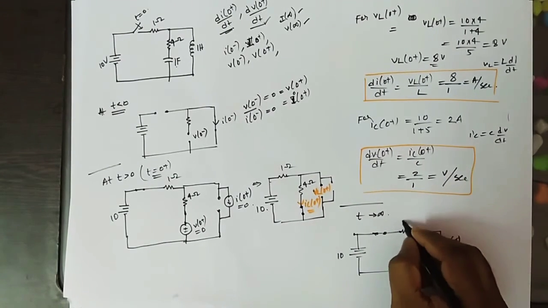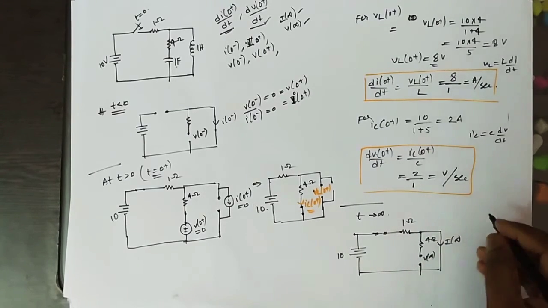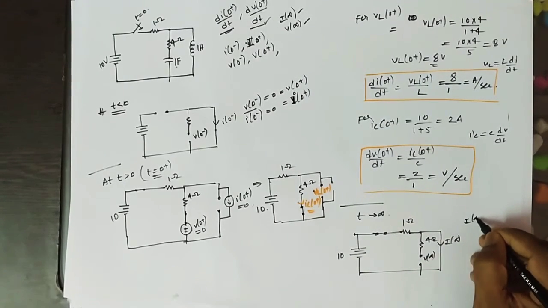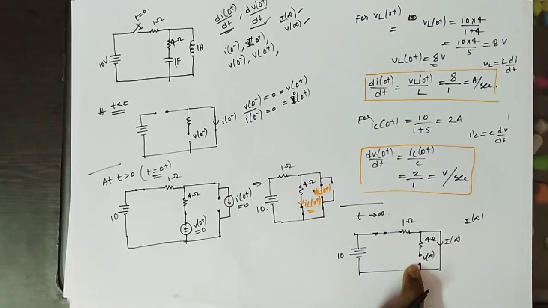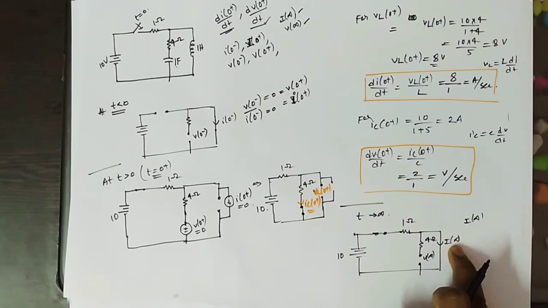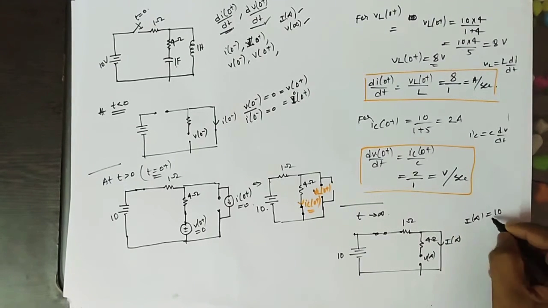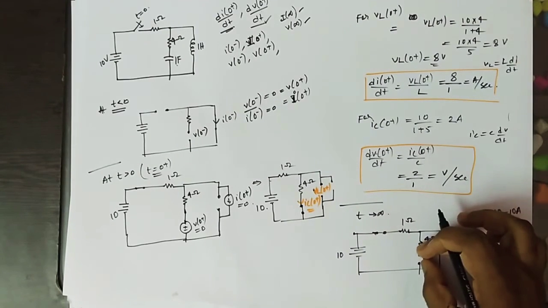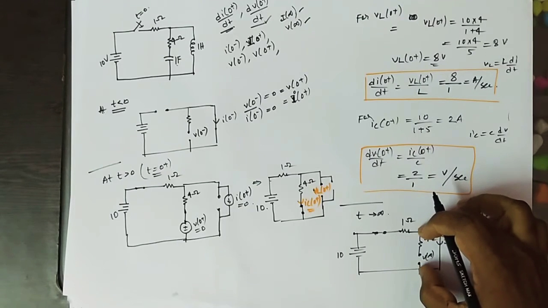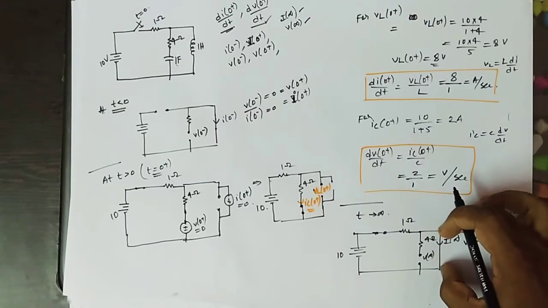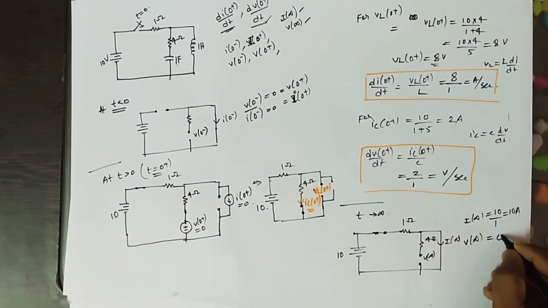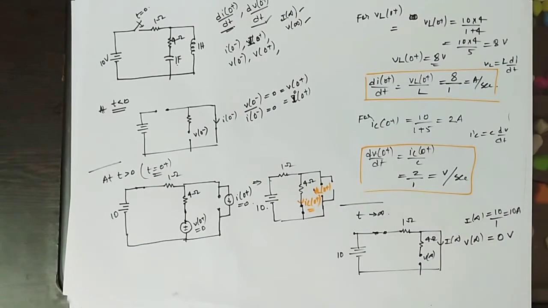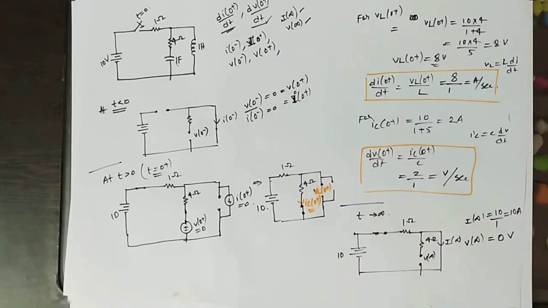10 volts. So 1 ohm, 4 ohm. So I of infinity you can write, this 4 ohms will not be in active form. So I of infinity will become 10 by 1, that is 10 amps. And V of infinity means voltage across this terminal. You have to find the voltage across this. Since it is shorted, the voltage V of infinity becomes 0 volts. That's it. And until now this sum is completed.